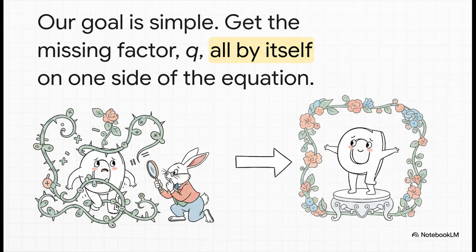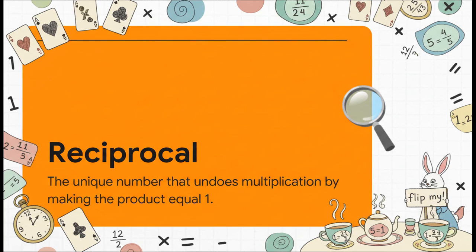To figure out what q is, we need to get it all by itself on one side of that equal sign. We have to somehow peel off that c over d that's currently being multiplied by it. So, how are we going to do that? Well, let me introduce you to our secret weapon, the reciprocal. You probably know it as just flipping a fraction, but its real superpower is that when you multiply any number by its reciprocal, the answer is always 1. And multiplying by 1 is basically like doing nothing, which is exactly what we need.